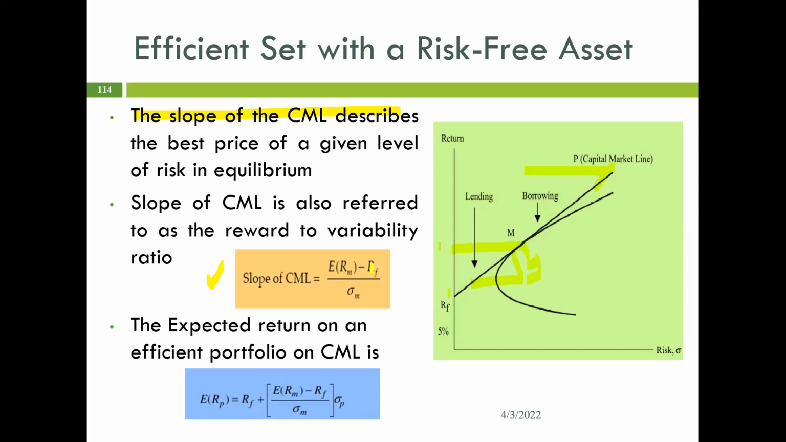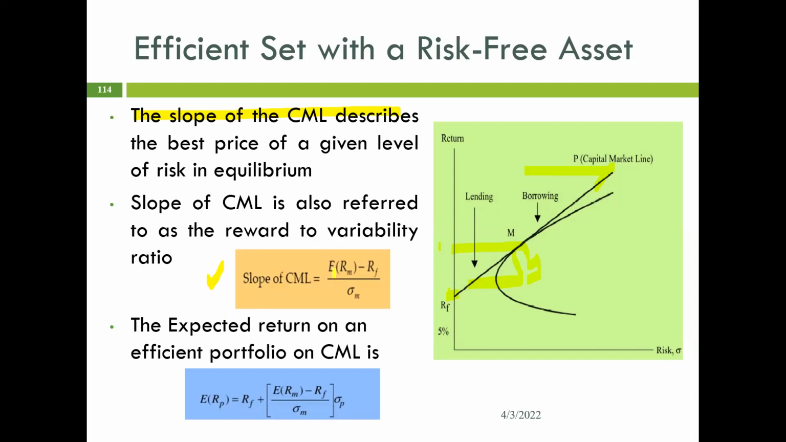Expected return of the market minus the risk-free rate, divided by this gap, that is the market standard deviation. Because the risk-free rate's variance is zero. So therefore, simply you can get the standard deviation of the market. So using this formula, you can calculate the slope of the capital market line.